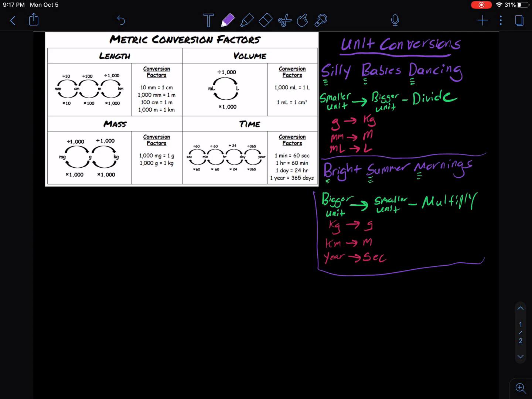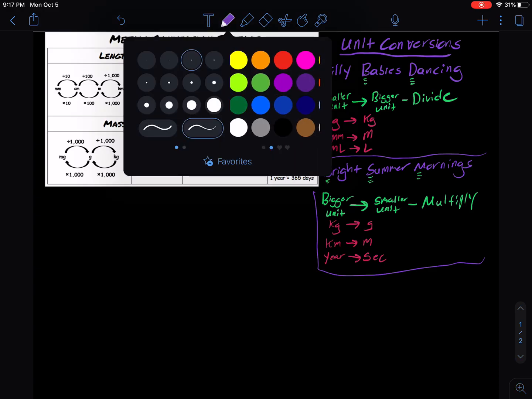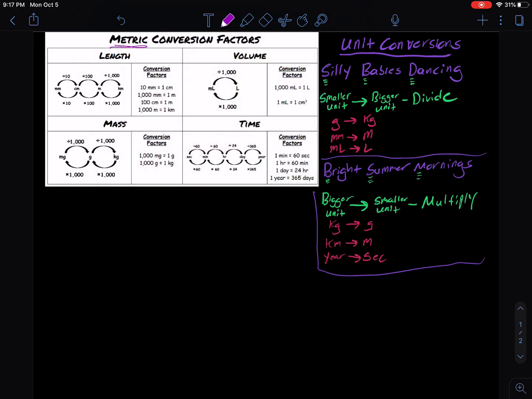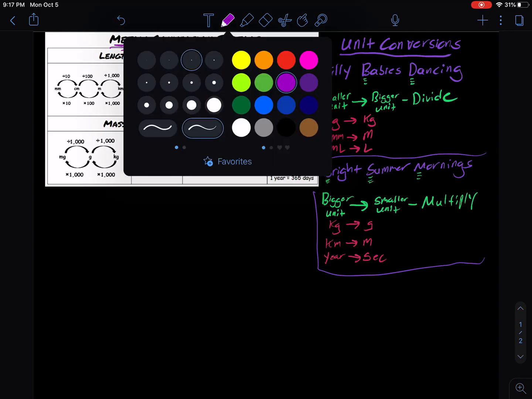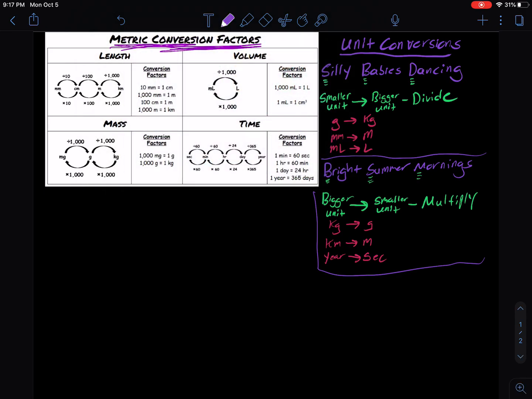Now over here, you will be getting this. Over here where it says metric conversions. Does not want to write for me there. So we're going to erase that. We're going to go to right here. This right here, metric conversion factors. You will be getting this, or you should already have this in your Google Classroom, and it's going to be under the section called unit conversions. This is essentially a cheat sheet.